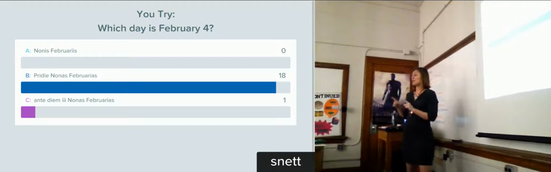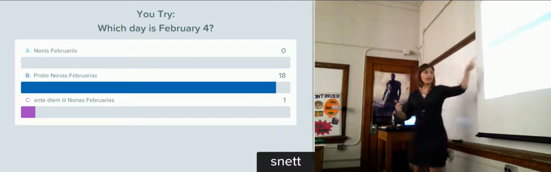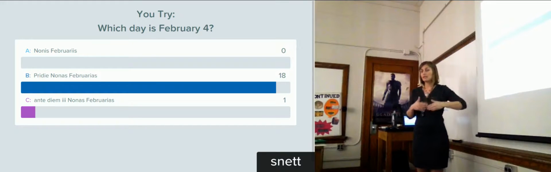You are correct. February 4th is literally the day before the Nones. So it's Pridie Nonas Februarias. This actually begs an important distinction, though. The day before the special day is Pridie. But if you wanted to count using the inclusive system of dating, and you wanted to do an Ante Diem phrase, you would do the special day the day before. So that's Ante Diem 2. Pridie is the same thing as Ante Diem 2, which means Ante Diem 2 doesn't exist because Pridie takes its place.